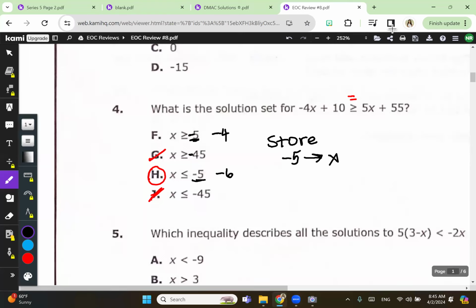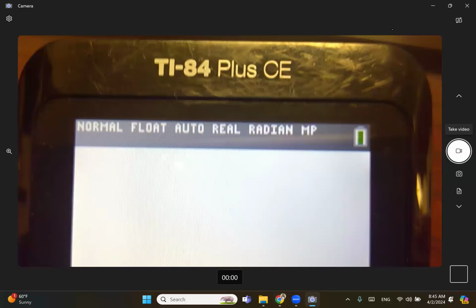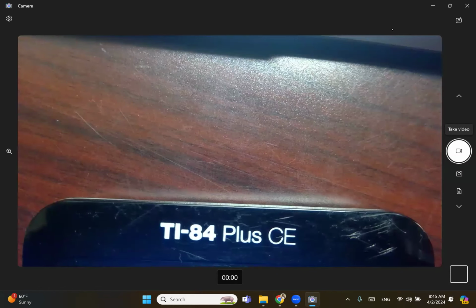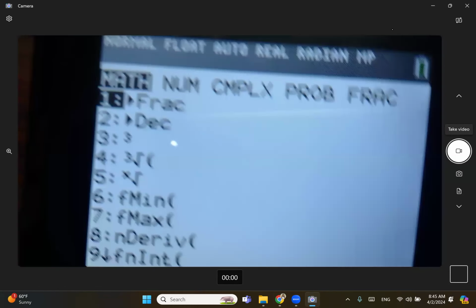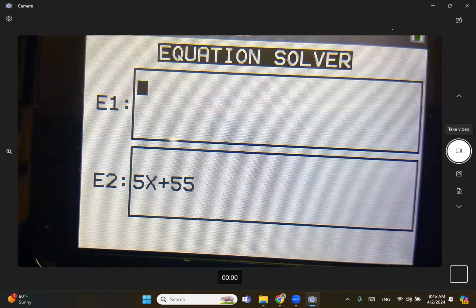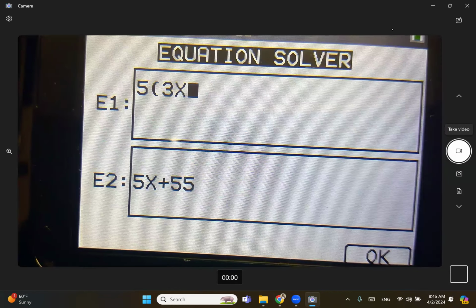All right. Number 5, use the equation solver. Okay. For number 5, we're going to use the equation solver. We're just going to skip over that. Anyway, there's math. Numeric solver. 5 times 3x, 3 minus x.